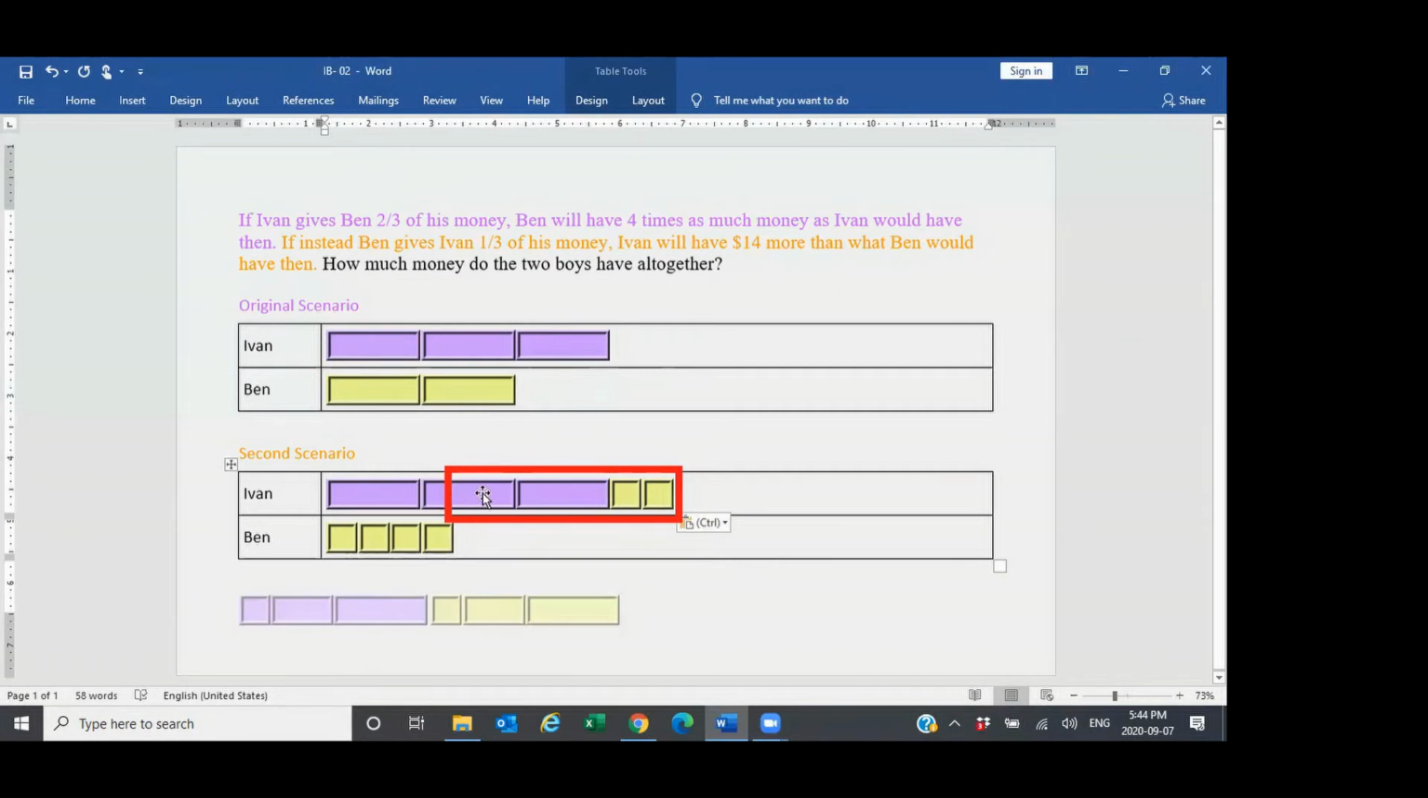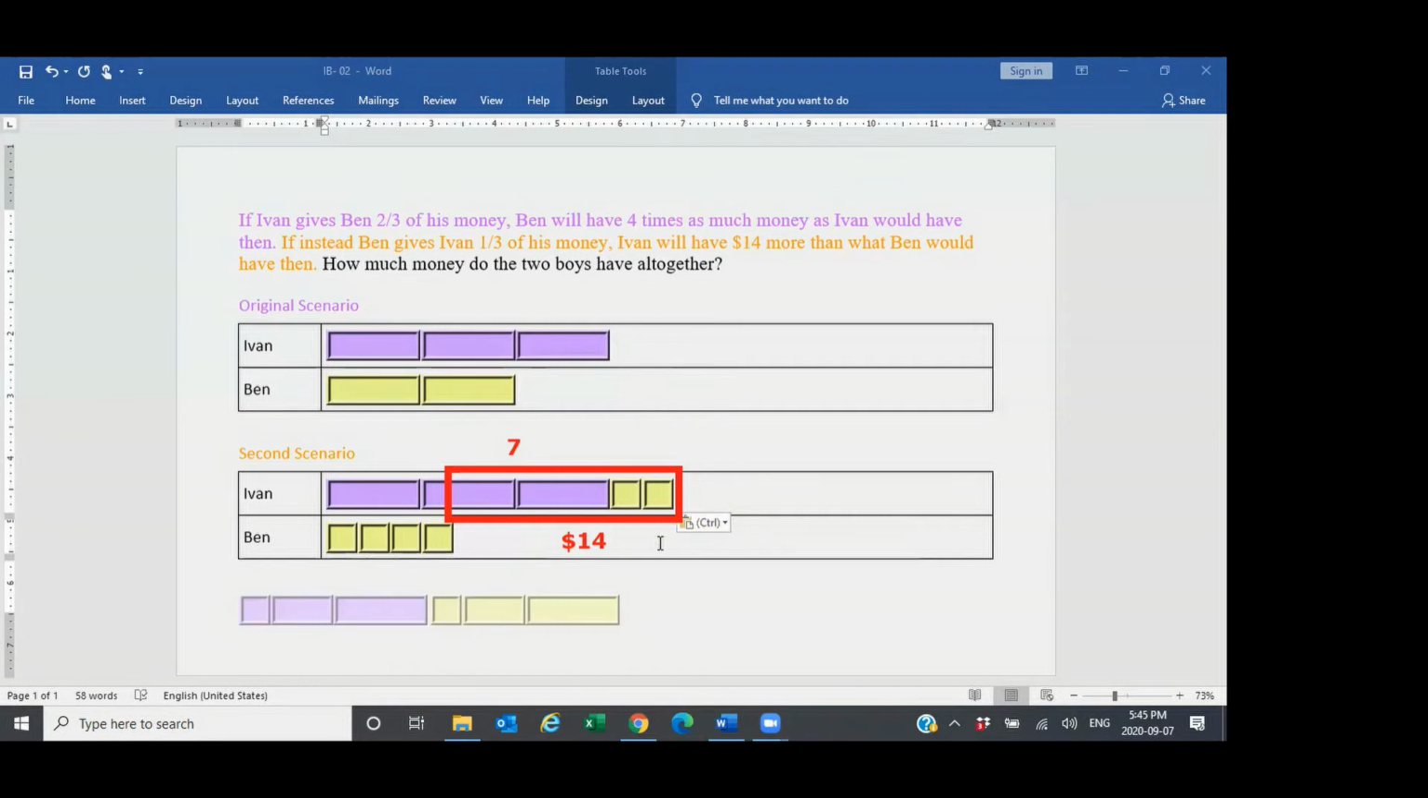He has this amount. He has 2 squares and a bar. All right, a bar is made out of 3 squares, so 2 plus 3 is 5. And then he has 2 more yellow ones. So 5 plus 2 is 7. That means he has 7 more than Ben. He also has $14 more. He also has 14 more dollars than Ben. There we go.